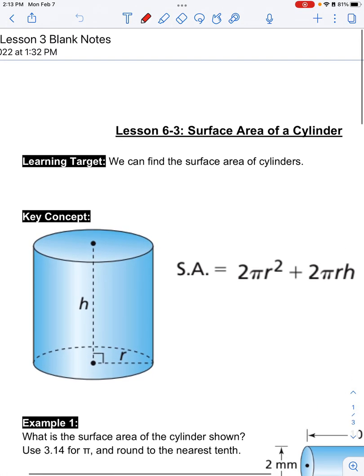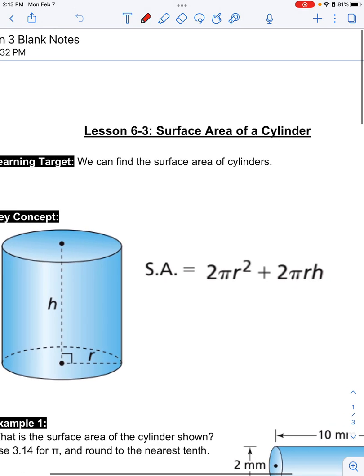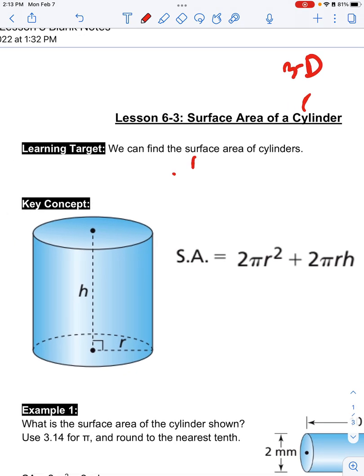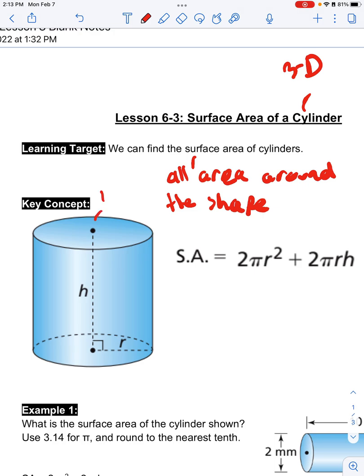Hello. So continuing with our work with circles, now we're going to move on into cylinders, which again is like a 3D shape. And we're going to find the surface area. So the surface area is all the area around the shape. And a few things that we have is if we look at the top, we can see that, hey, we've kind of got a circle here. And in the same sense, we have that same type of circle on the bottom.